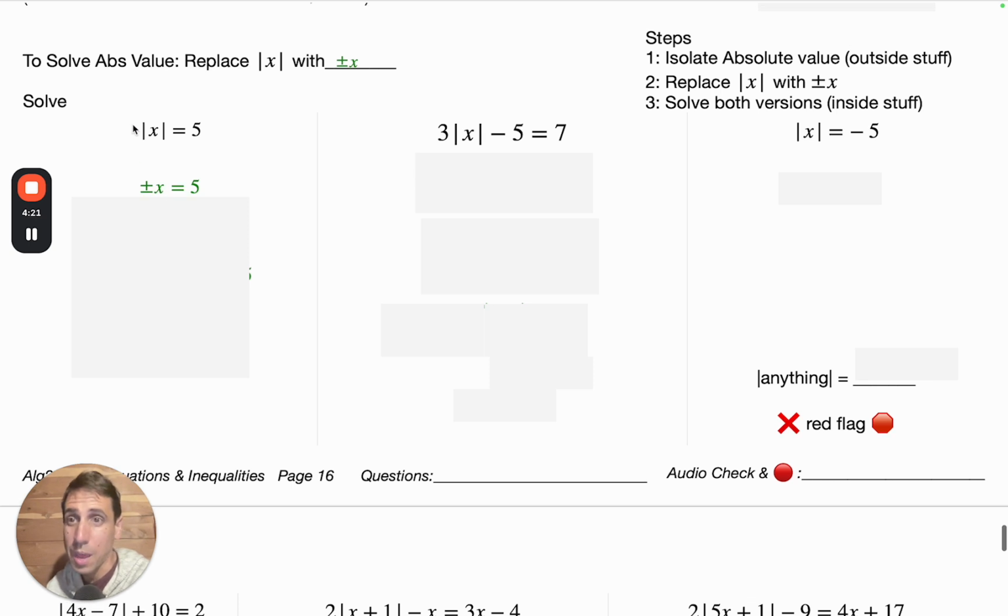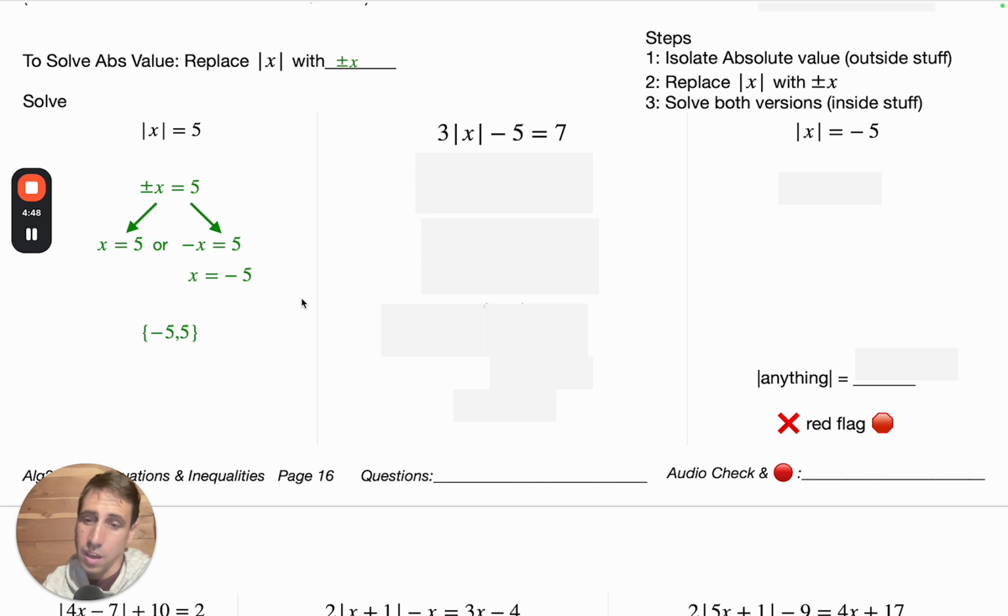We're going to replace the absolute value of x with plus or minus x. That means there's going to be 2 cases. There's going to be the positive version of x or the negative version of x. And so then we actually found one of our solutions right here. And then if we multiply both sides of this equation by negative 1, we would get the second one. We've got our 2 answers, and we're going to report them in a solution set, like that. Like I said, order doesn't matter. You could have written curly bracket 5, comma, negative 5, close bracket.